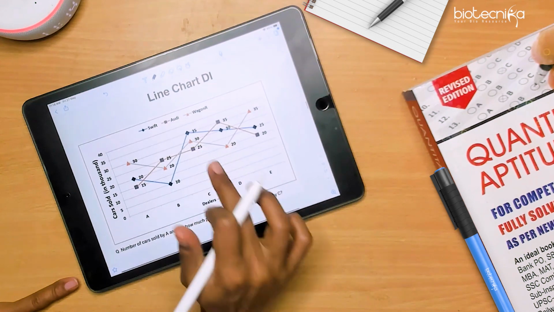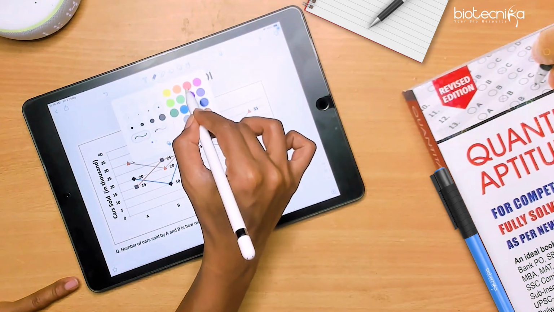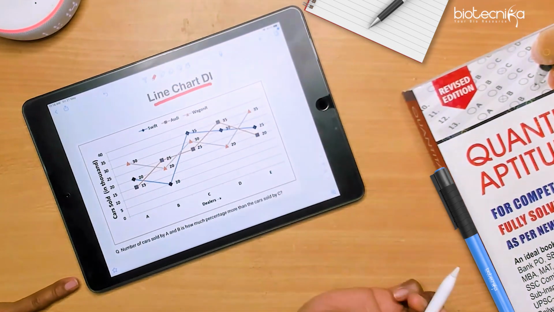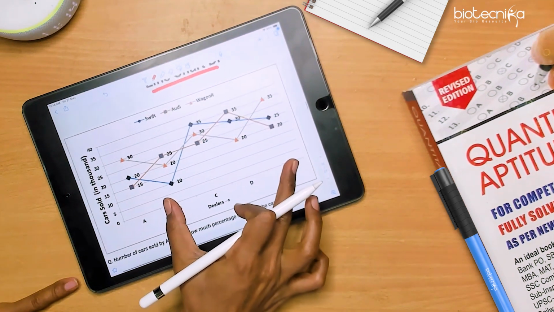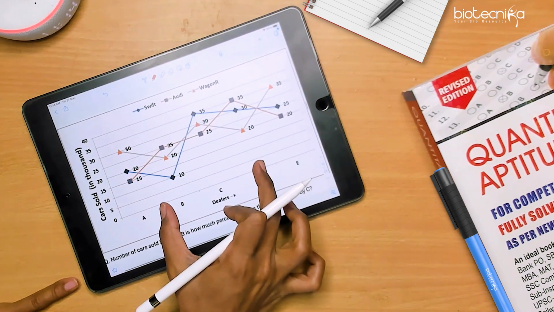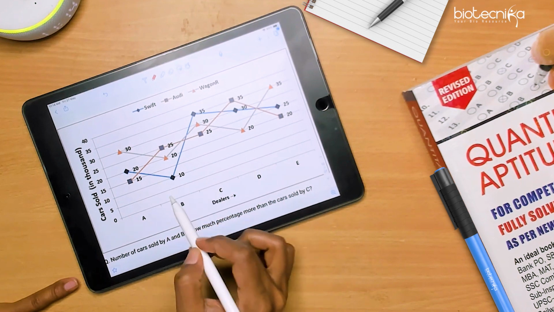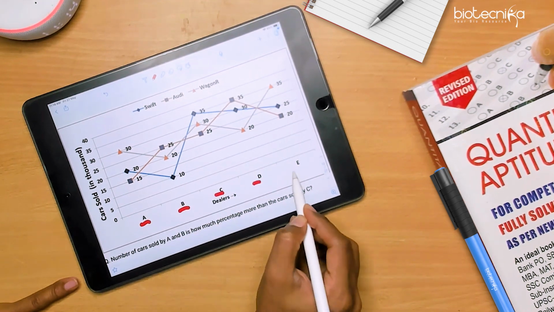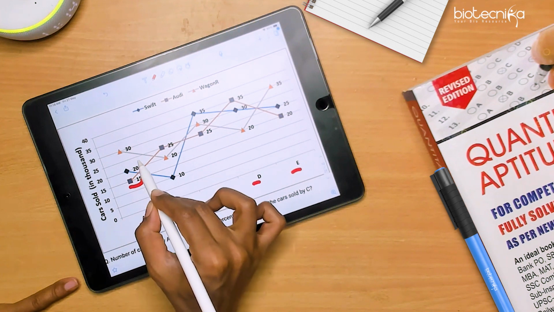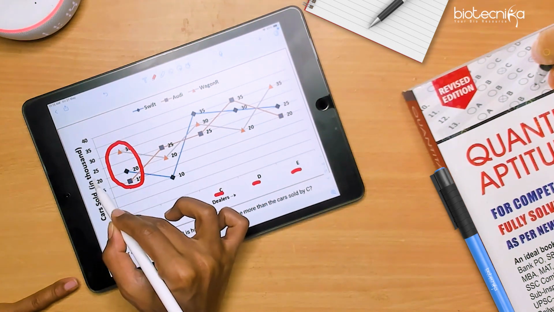Okay. The next type of data interpretation is the line chart. This is also graphical, but here you will get it in the form of some points. So as you can see here, some cars are mentioned, and for the dealers A, B, C, D, E, what are the numbers of sales? How many cars are sold? Okay.